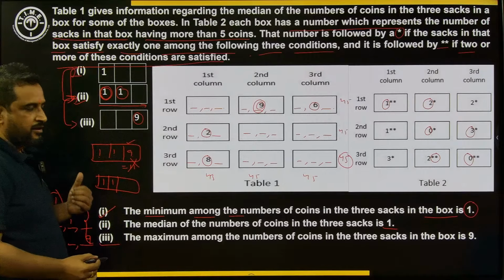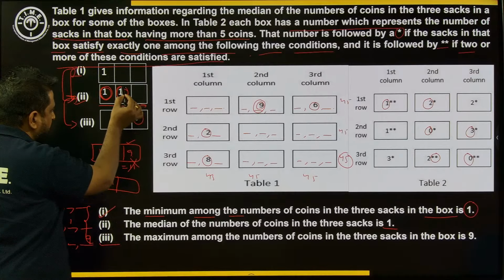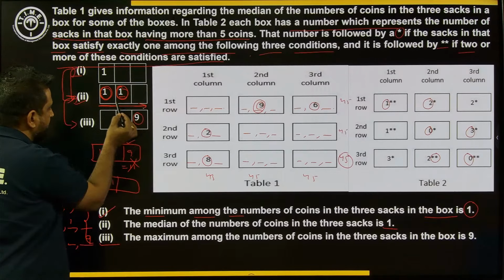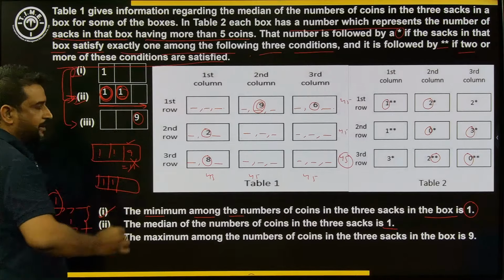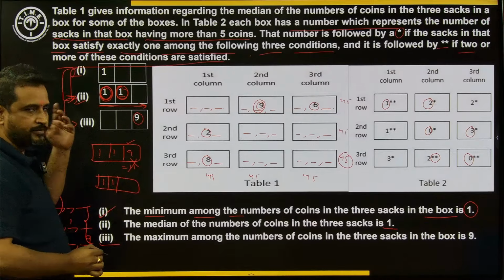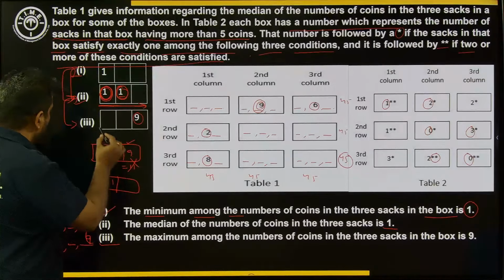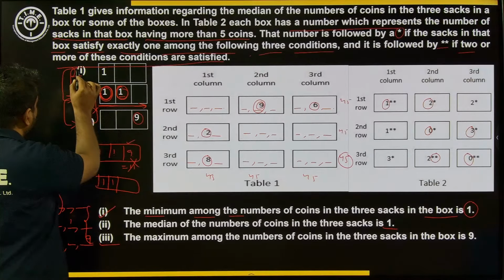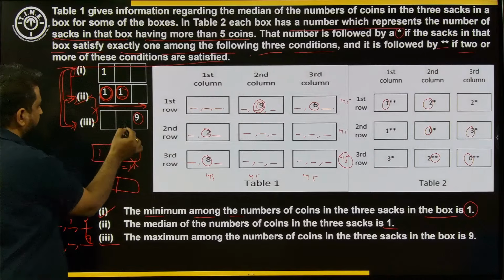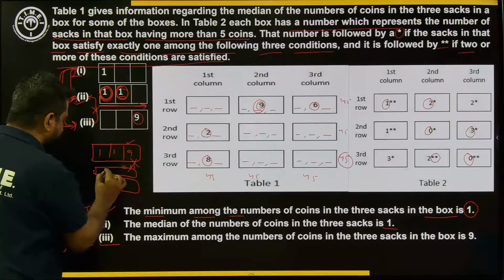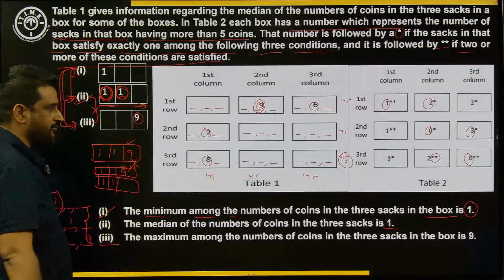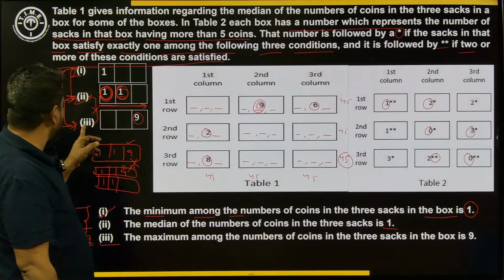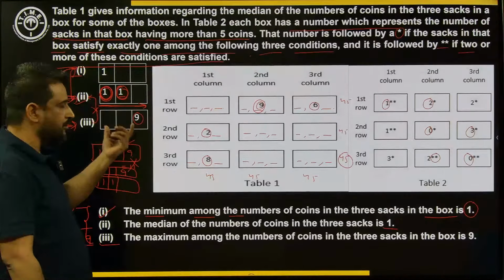Because according to the second condition, the median number is 1. Definitely when you arrange the numbers in ascending order, any sack will have numbers ranging from 1 to 9 only, so the minimum number should be 1. That's it, right? So I cannot go ahead with the second and third conditions. But can I go with the first and third condition? 1, 9. Yes. If we add this, what do you get? The first number is 1 as the minimum and the maximum number is 9. Okay, fine. So 1 and 2 can be clubbed, or 1 and 3 can be clubbed, but not 2 and 3, and not all 3 conditions.